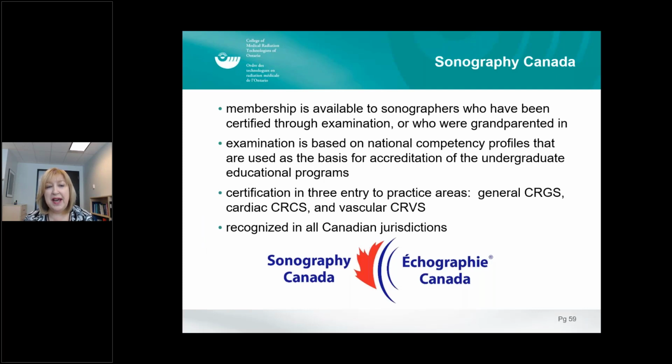So Sonography Canada, we've selected their certification process as our ongoing examination into the future. And that's because they have a national competency profile, they have a Canadian examination, and they have certification in the 3 areas of practice that match our approved educational programs. So we've got general, cardiac, and vascular. And it's also recognized in all Canadian jurisdictions.